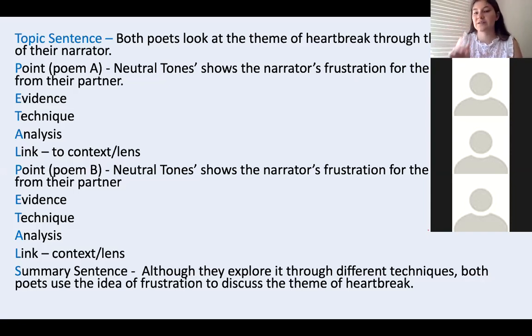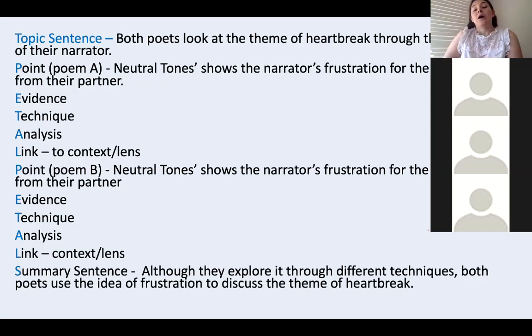In this analysis part, if you want to go a step further, you can also add in, how does it affect the reader? Okay, does the reader now feel sympathetic for the narrator? Do we feel bad for the narrator? Do we feel angry with the narrator? Do we feel like we can relate to the narrator? So that analysis can be an explanation and the effect on the reader. And then we have the L in the PETAL, which is the link.